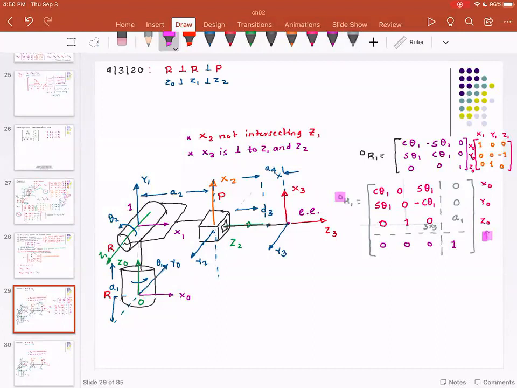I have a question. So, isn't x0 and x1 also a1 distance away? I'm just picturing the x0 plane and x1 plane, and they're a1 distance apart.